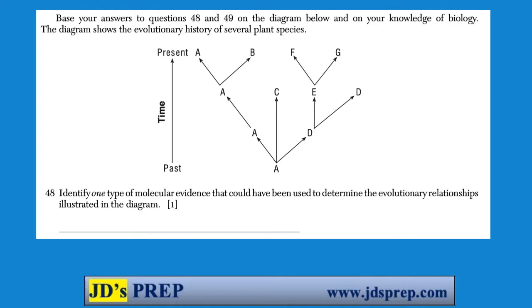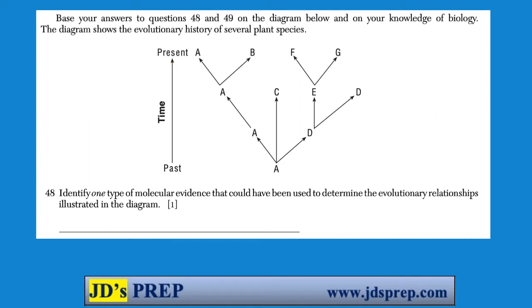All right, so the next couple of questions are based on the diagram below. This diagram has the evolutionary history of several plant species. So we're kind of seeing it's almost like a family tree here. We're seeing common ancestors and lines where these different organisms are breaking off, these being the organisms that are present today.